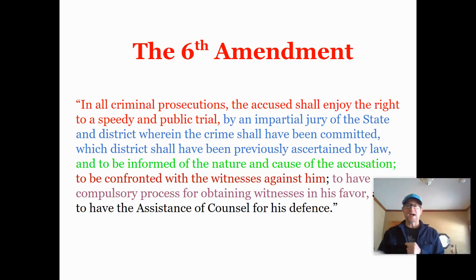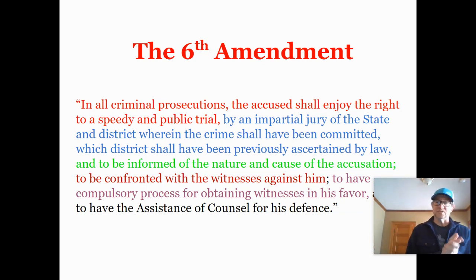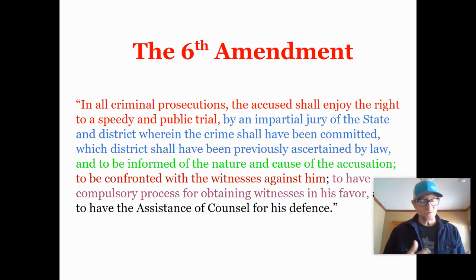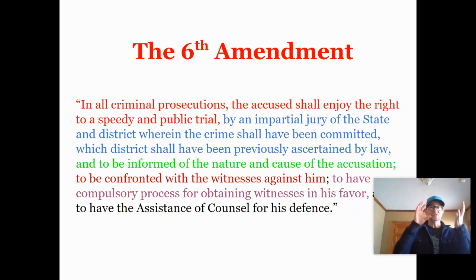Now in black, the last one, "to have assistance of counsel." This is the one that has changed the most over time. So originally, we all understand that the Bill of Rights was only a protection against the national government. So originally, you only had the right to assistance of counsel if the federal government had charged you with the crime. If the state, and that's who we usually interact with when we talk about police power, charged us with crimes, we did not have a right to a lawyer.